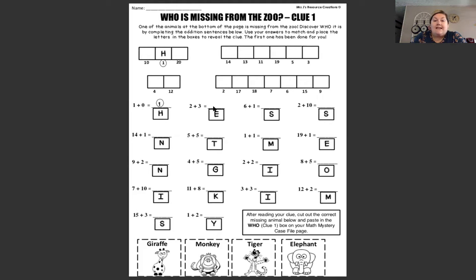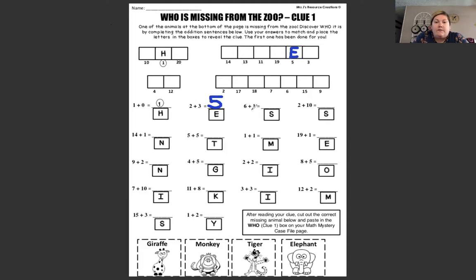And then each answer has a letter that goes with it. So if we look at 2 plus 3, if we answer 2 plus 3, you should get an answer of 5. So then you would go back up in your puzzle and you would find all of the number 5s. And then you would put an E in that box where it says 5. So I'm going to put an E here. And that's all the 5s that I see.